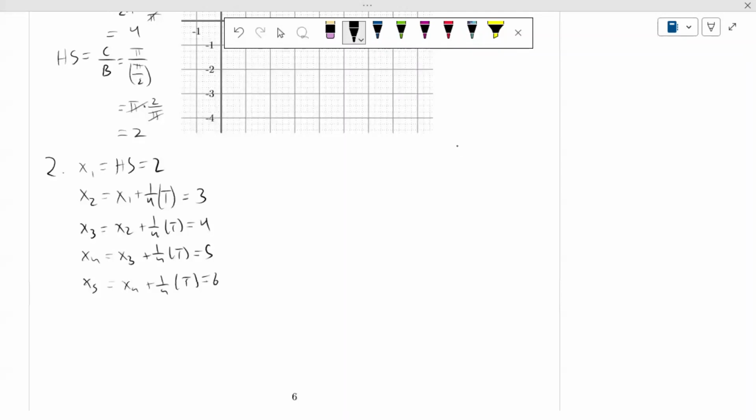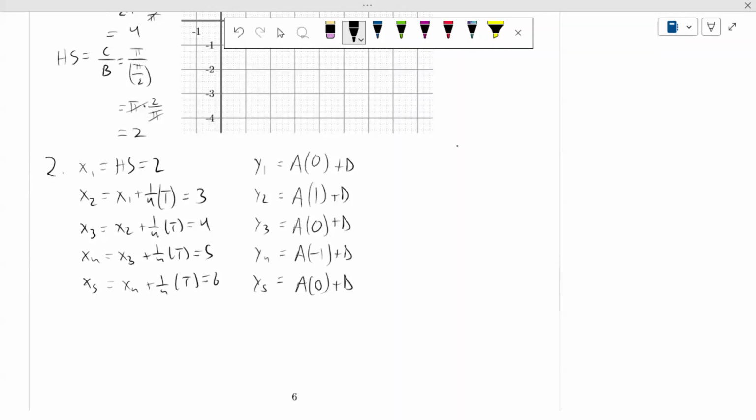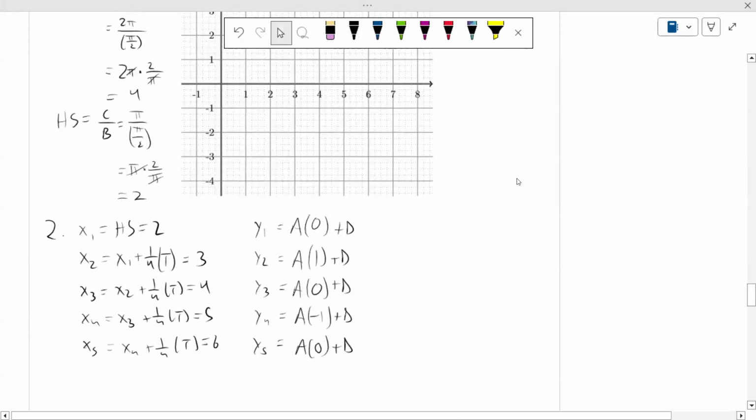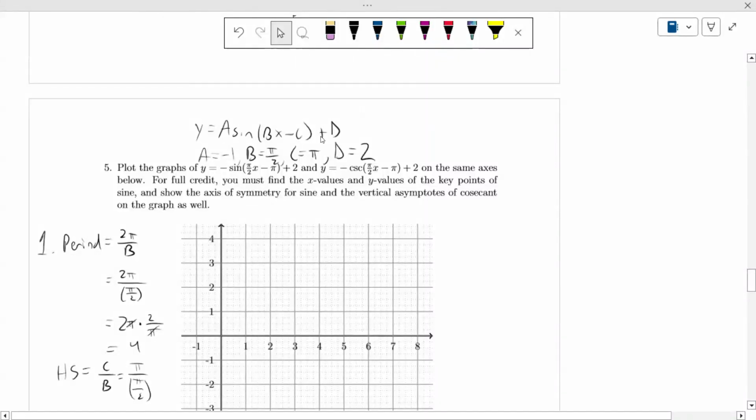All right. Now we'll do the y values, so we have y1, y2, y3, y4, and y5. To compute your y values, I'm going to use the y values for just plain sine of x, which is 0, 1, 0, -1, and 0. All of these get multiplied by a, whatever your a is, and then d gets added to it. So these are basically the outputs of whatever your sine function is.